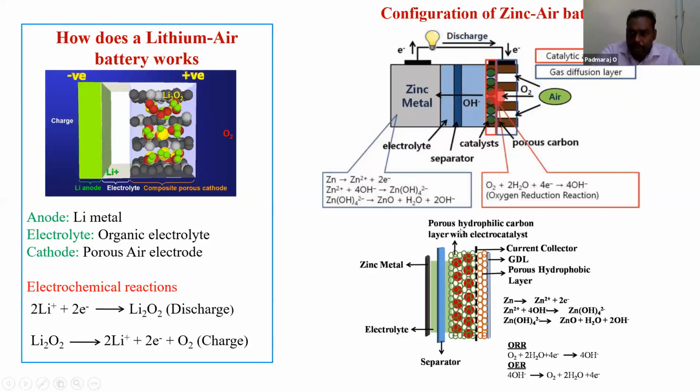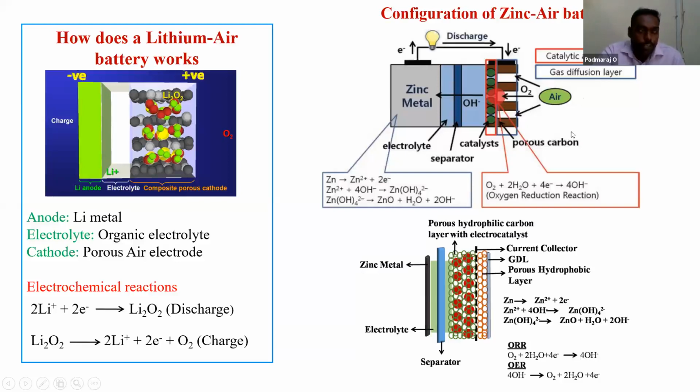Similarly, there is a hydrophilic carbon layer with electrocatalyst. What is hydrophilic and hydrophobic? In the coming slides I will tell you about hydrophobic. Hydrophilic we know: if water is absorbed, that is hydrophilic. If water is not absorbed, that is hydrophobic. Here we are using the normal atmosphere, and the oxygen is taken from it. Humidity will be there.